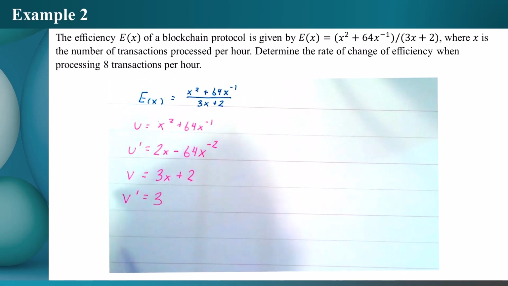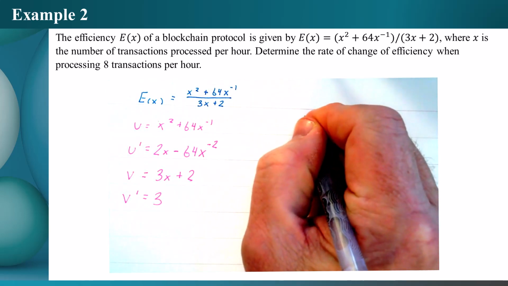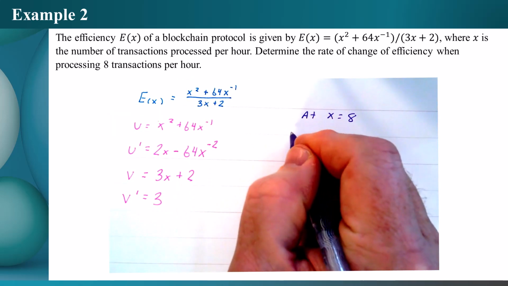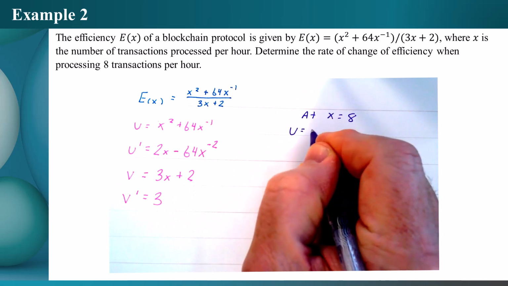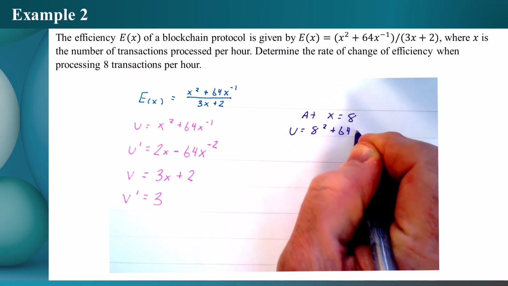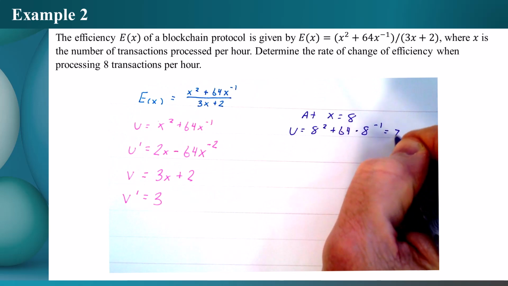Now, these are the values of u prime, v, and v prime for any general value of x. I'm interested in what's happening at exactly 8 transactions per hour, when x equals 8. So let's find these values when x equals 8. And so it looks like I'm going to get u equals 8 squared plus 64 times 8 to the negative 1. And that turns out to be 72.